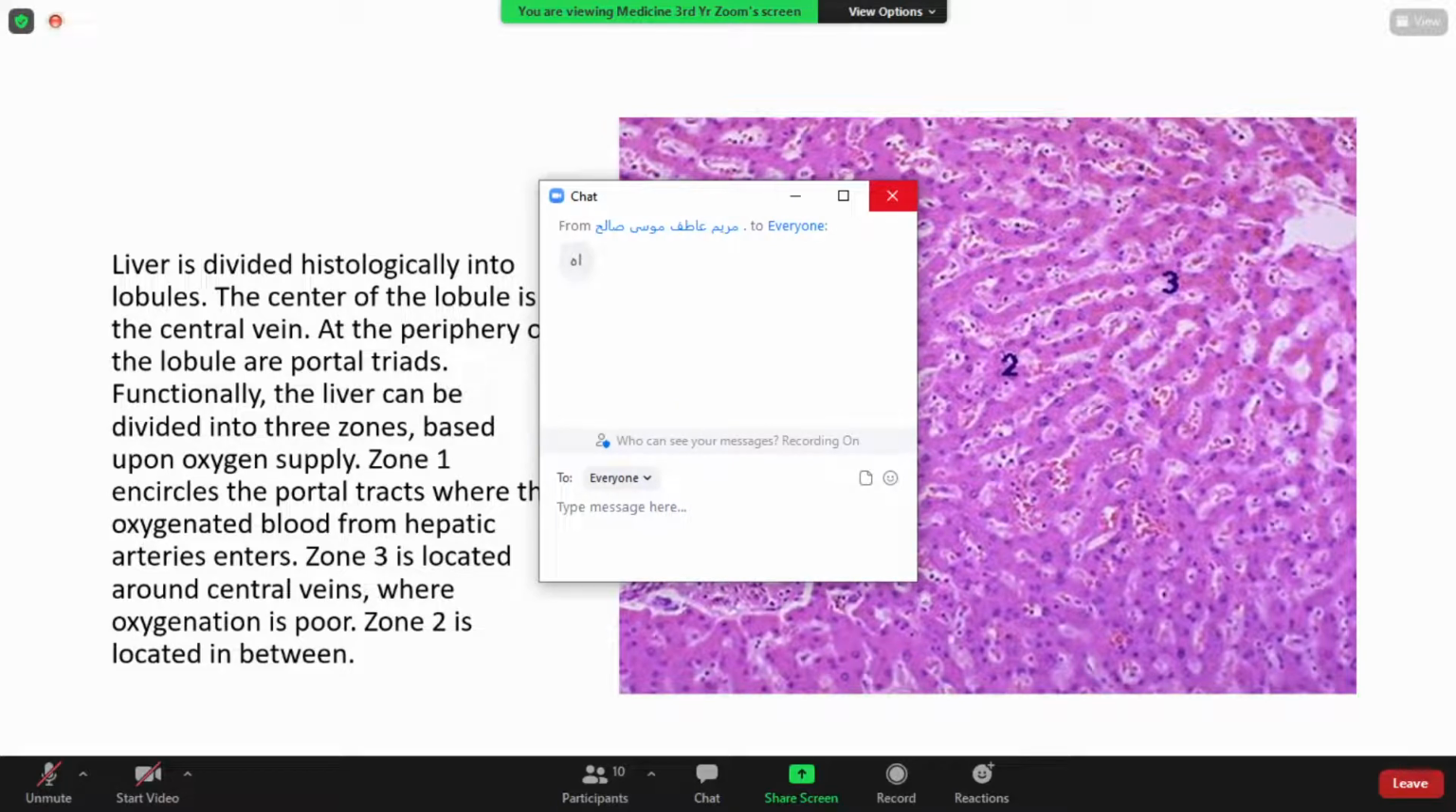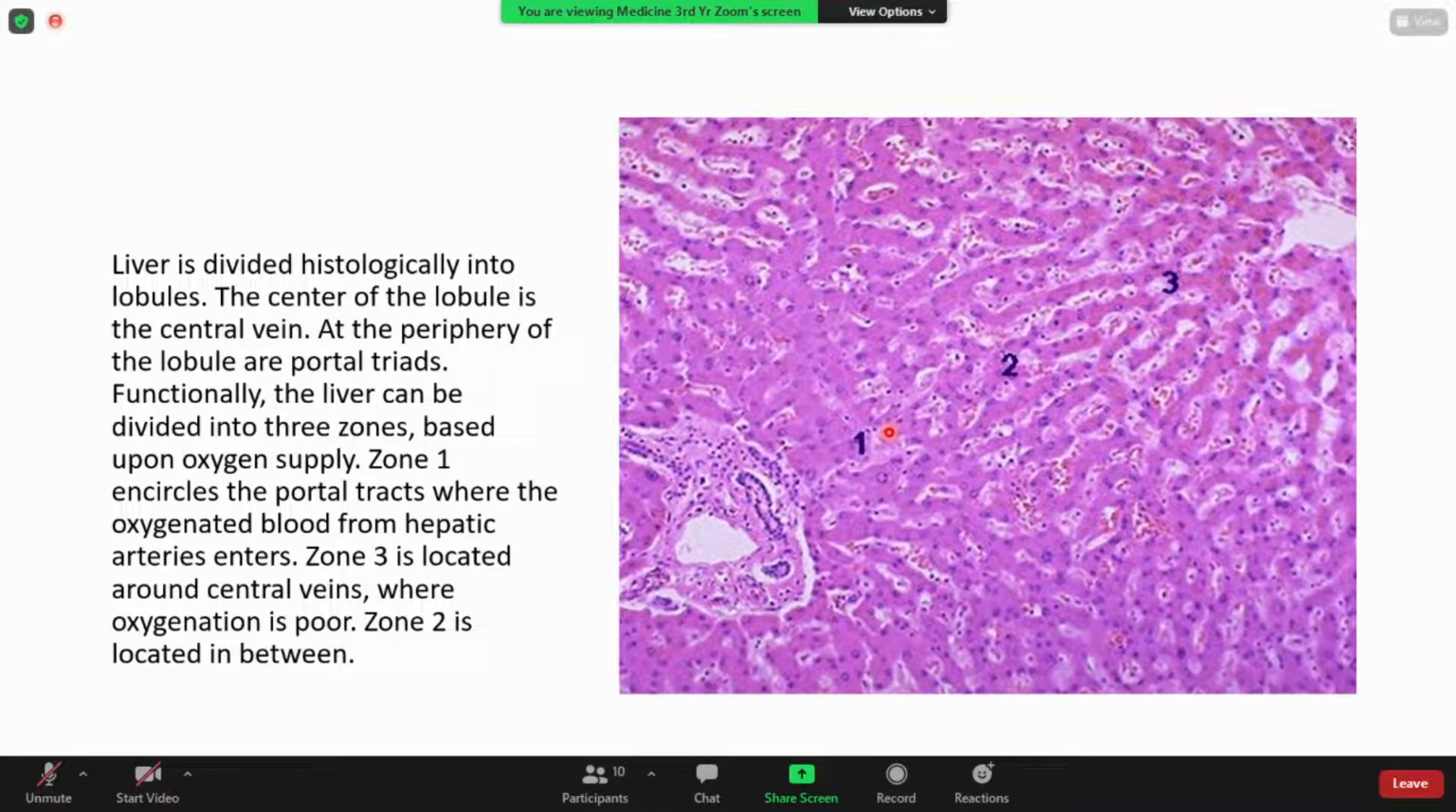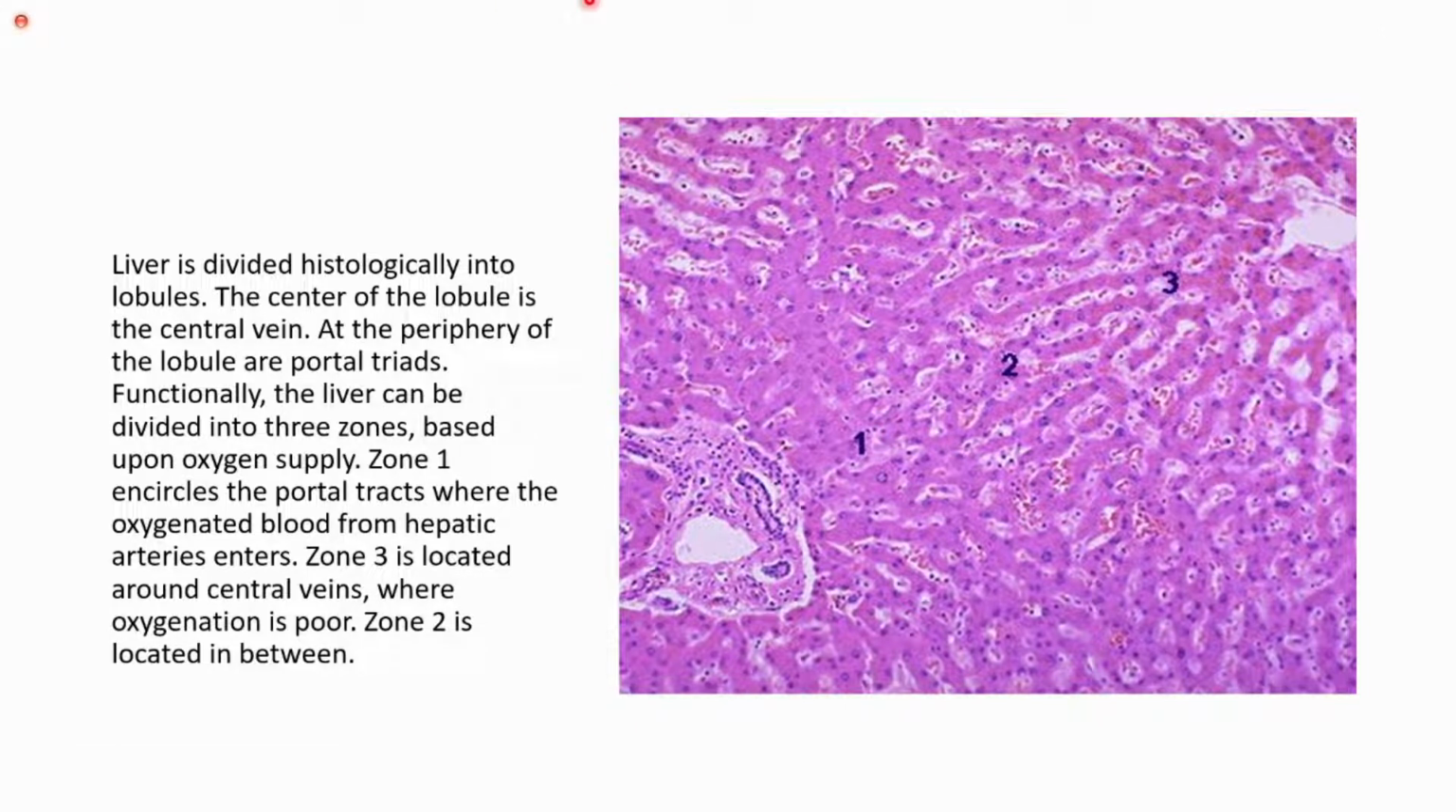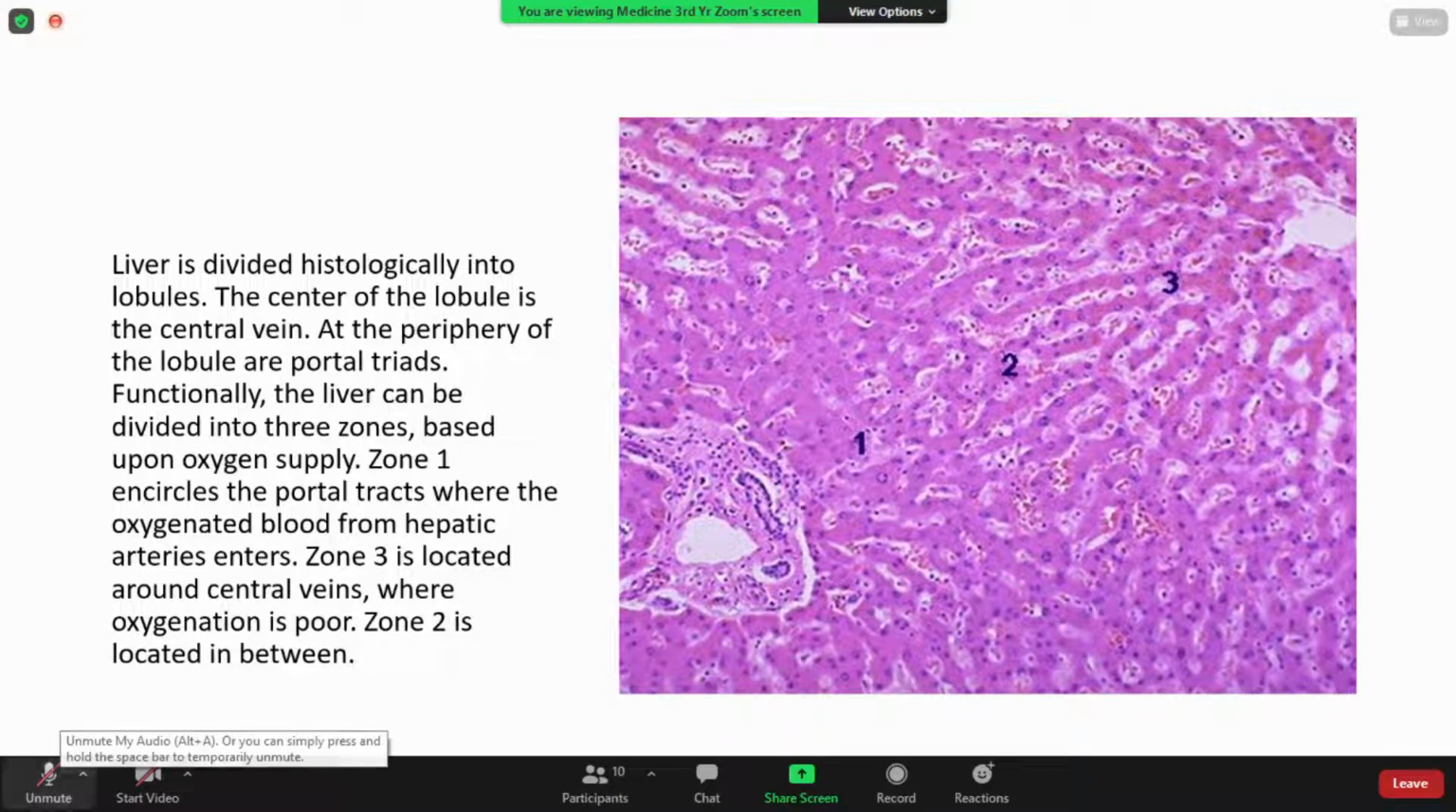مفهوم؟ انتوا معي يا جماعة ولا شو؟ مفهوم؟ هينا دكتورة.